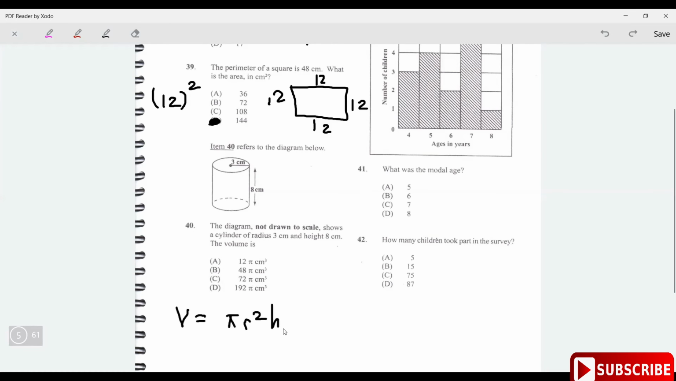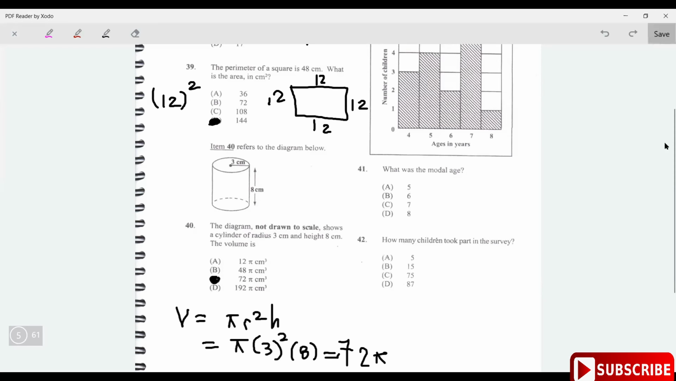And so if this is how we find volume, we know that the radius is 3 and the height is 8. And so the volume is going to be equal to pi times 3 squared multiplied by h, where h is 8. 3 squared is 9. 9 times 8 is 72. And so the volume is 72 pi. Nice and easy. That is option C.